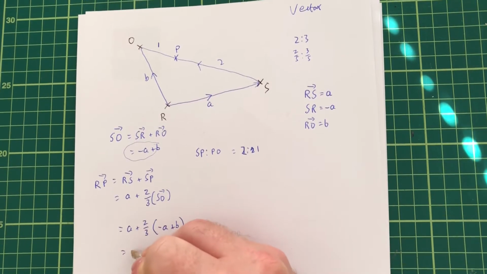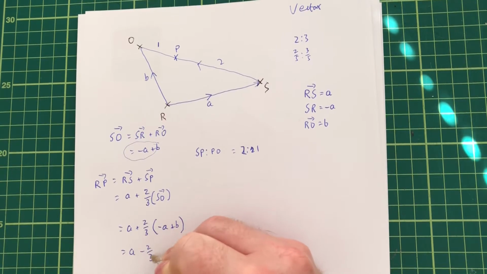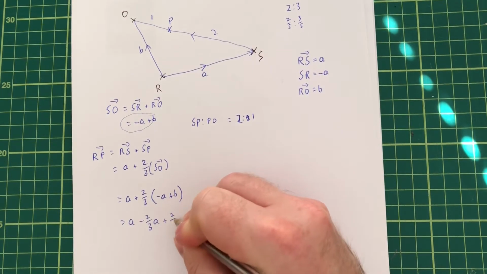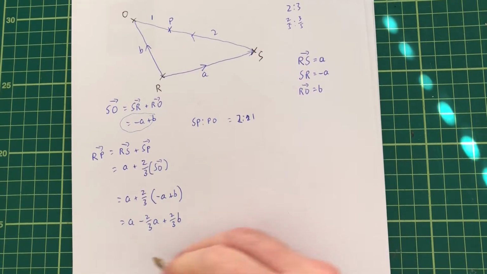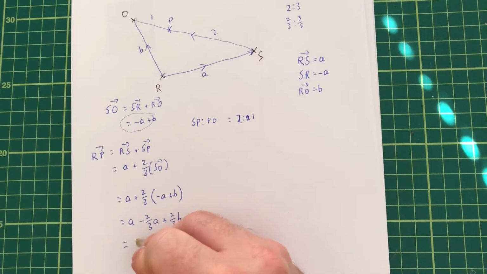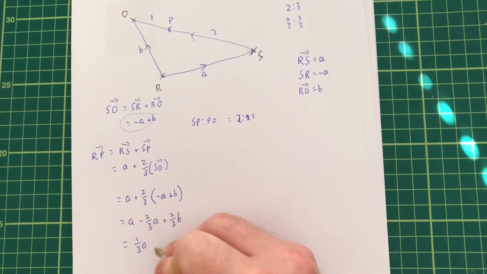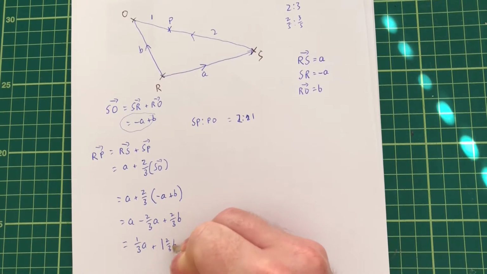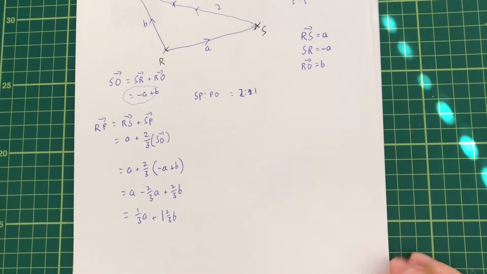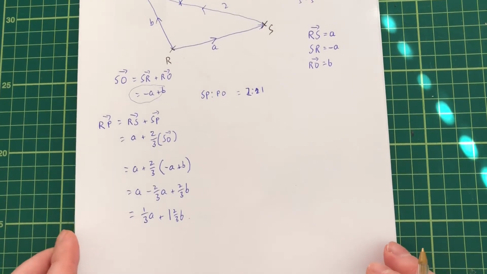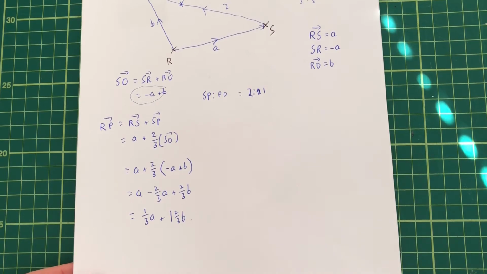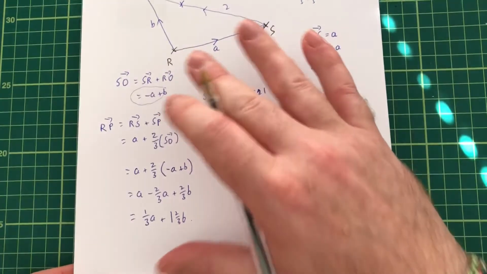Then I can expand this bracket. A minus 2/3 A plus 2/3 B. Then I can collect like terms. So I have 1/3 A plus 1 and 2/3 B. Okay, so we will do another, there's a couple of different versions of this, but this is the basics.